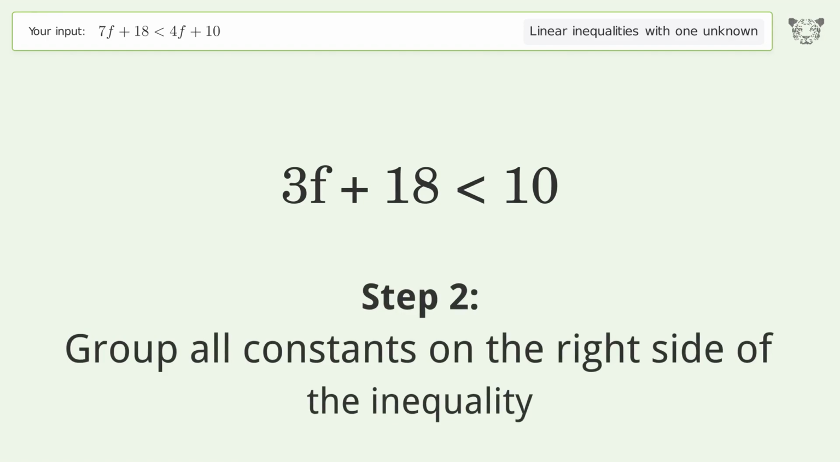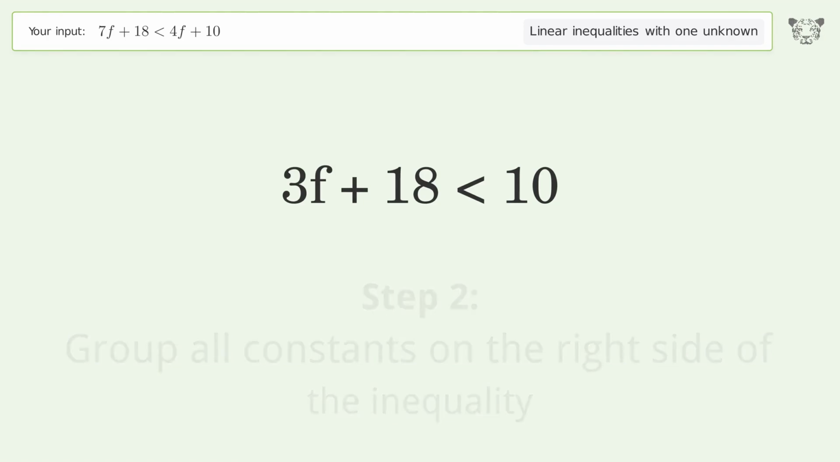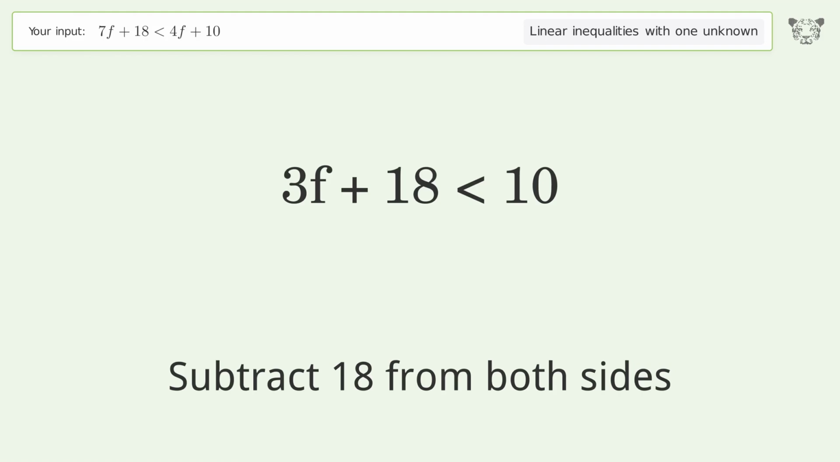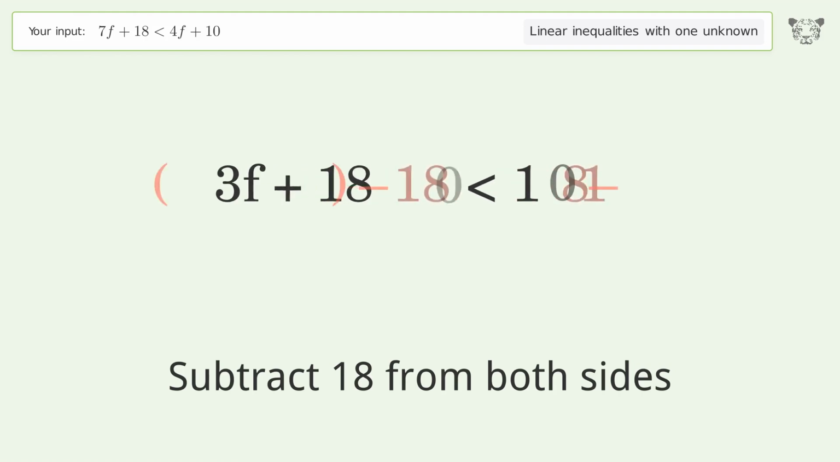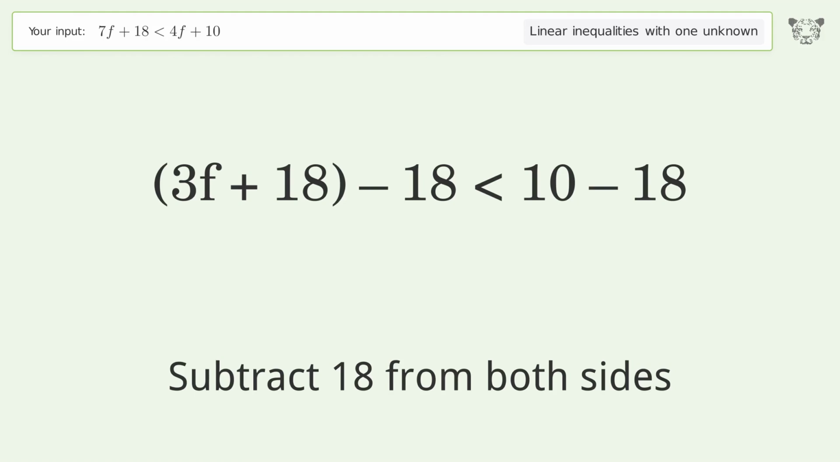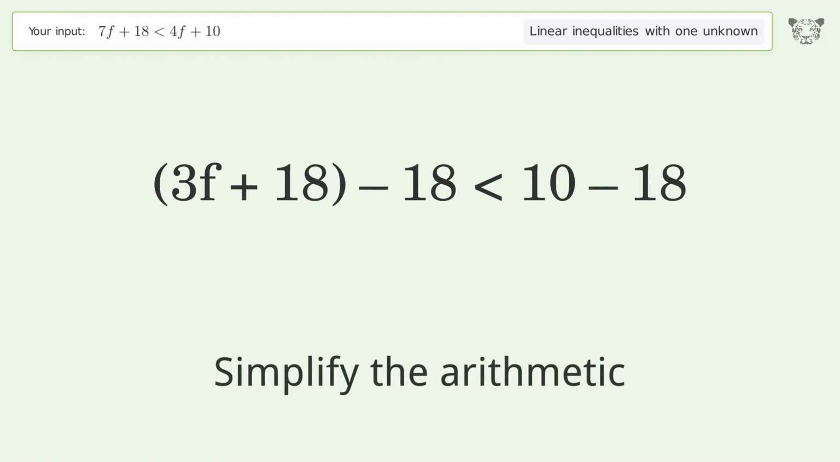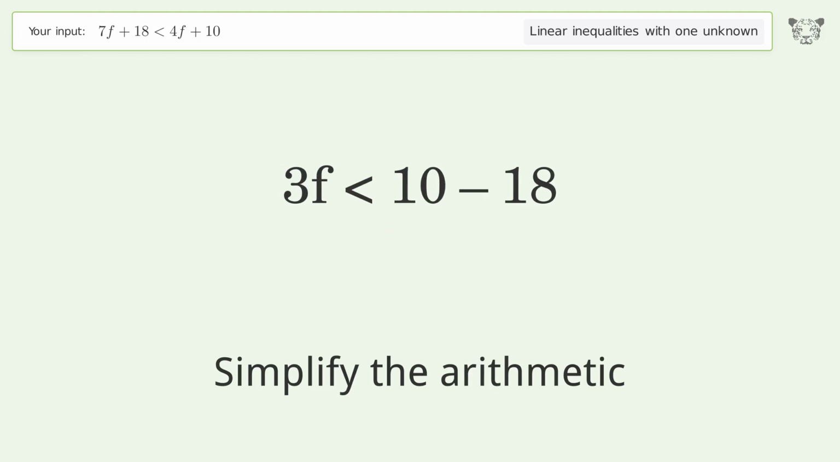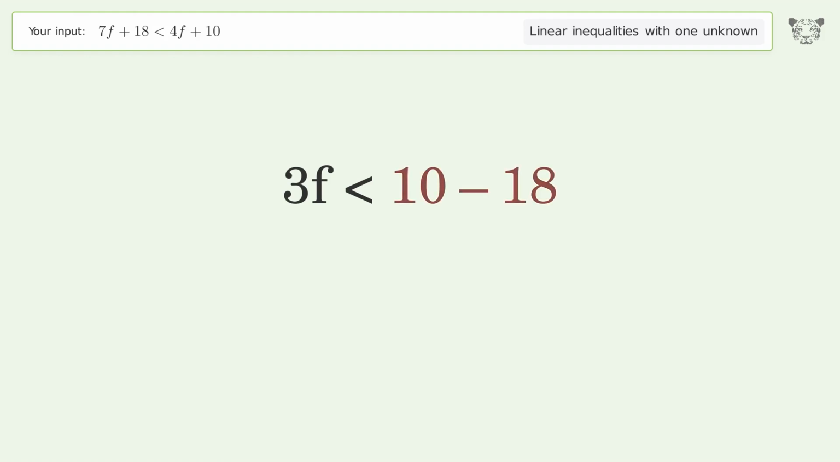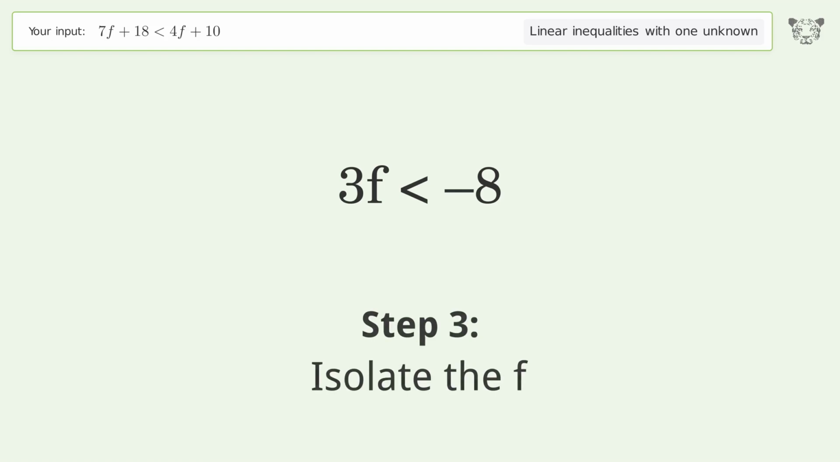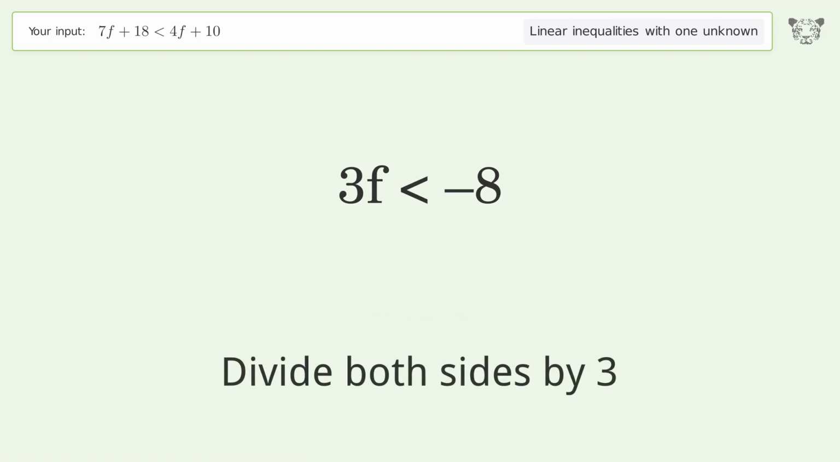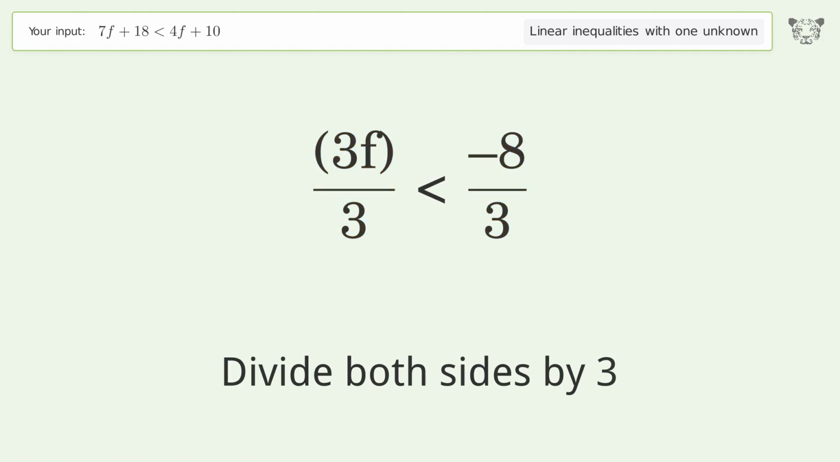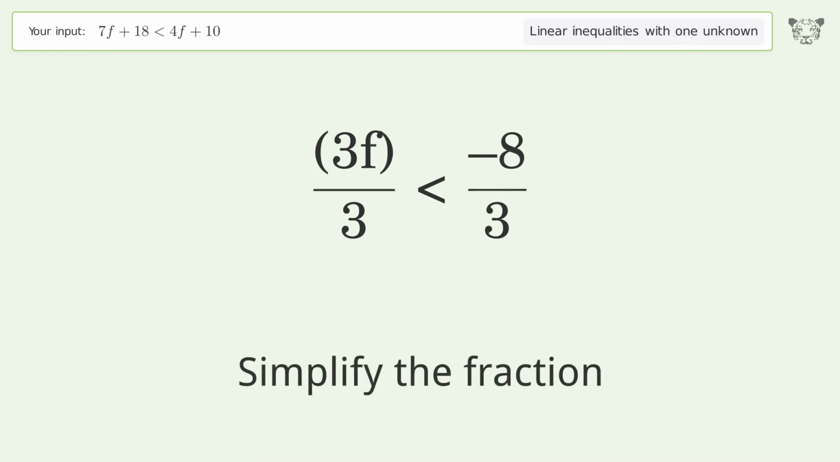Group all constants on the right side of the inequality. Subtract 18 from both sides. Simplify the arithmetic. Isolate the f. Divide both sides by 3. Simplify the fraction.